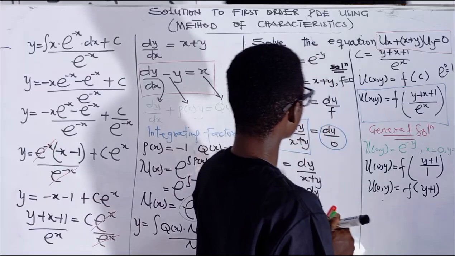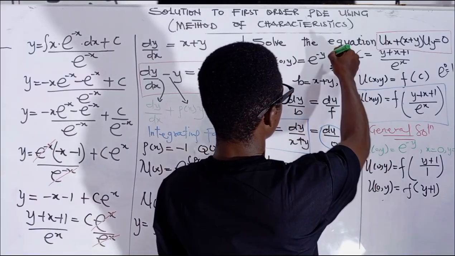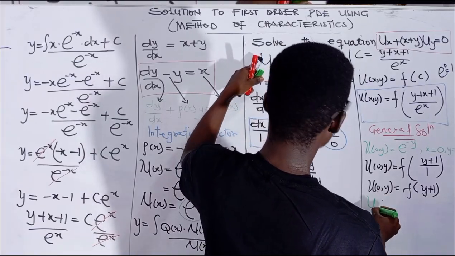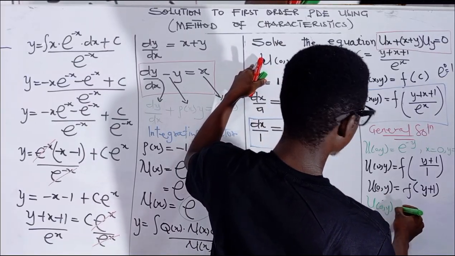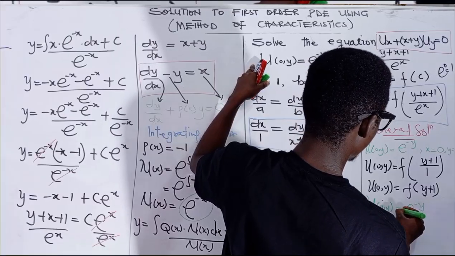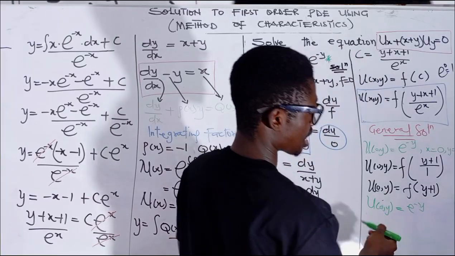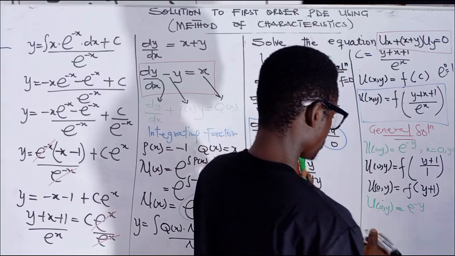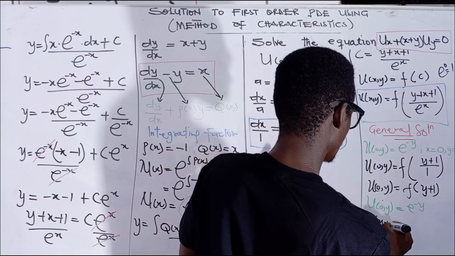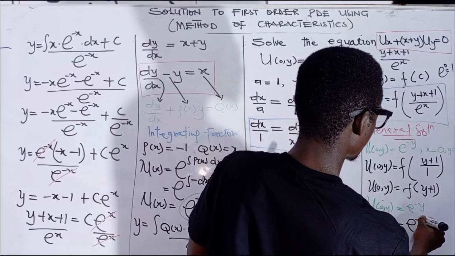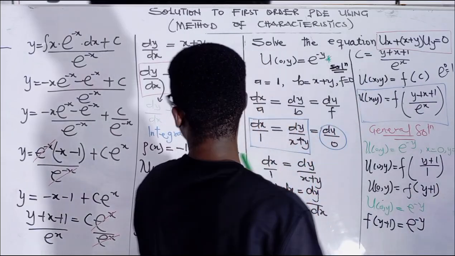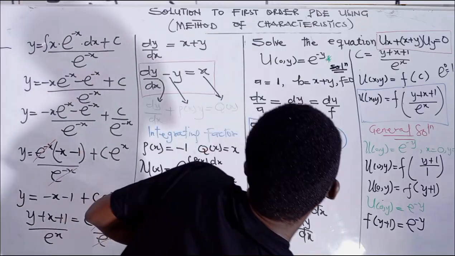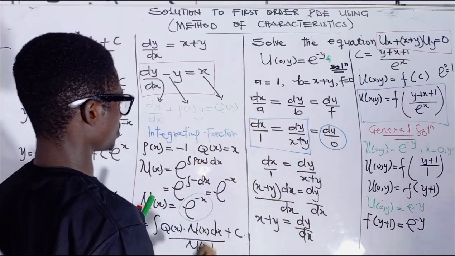Now we go back to the initial condition given, which is u of 0, y is equal to e exponent negative y. Since this is equal to that, we can say that a function of y plus 1 is equal to e exponent negative y. Let's continue from here.